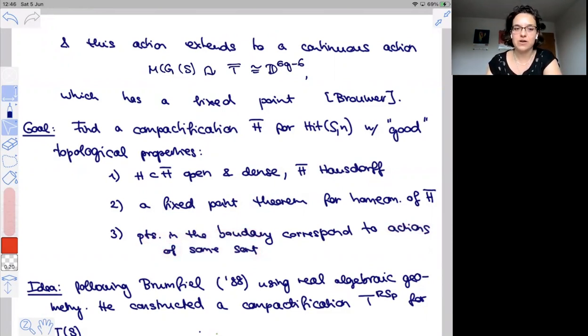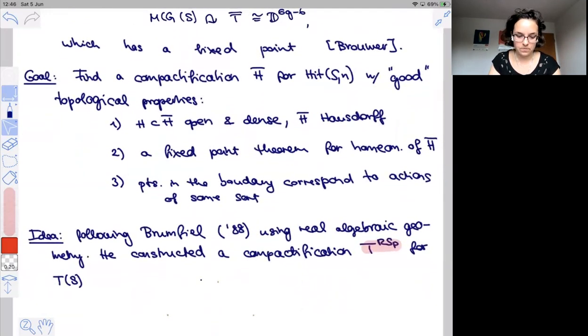And the idea we're following now is the idea of Bromfield. He used real algebraic geometry already in 1988 to construct a compactification. So this is what we called TRSP for real spectrum for Teichmüller space. Okay, so now let me say what nice properties this compactification has. For example, there is a surjection from the real spectrum compactification onto the Thurston compactification.